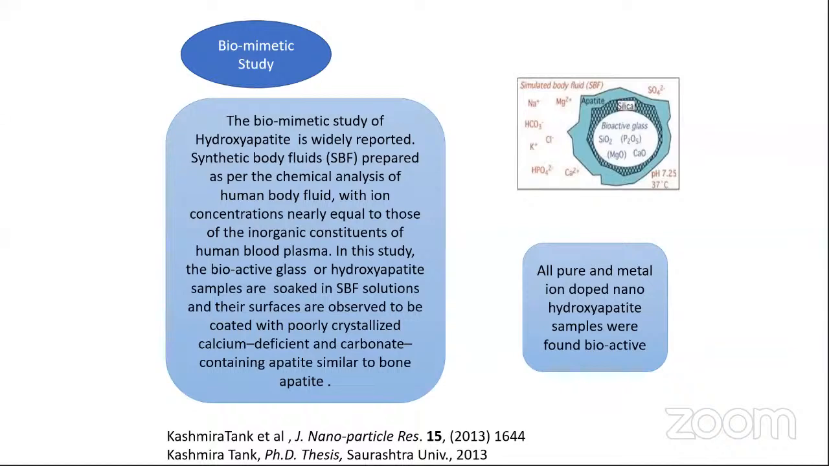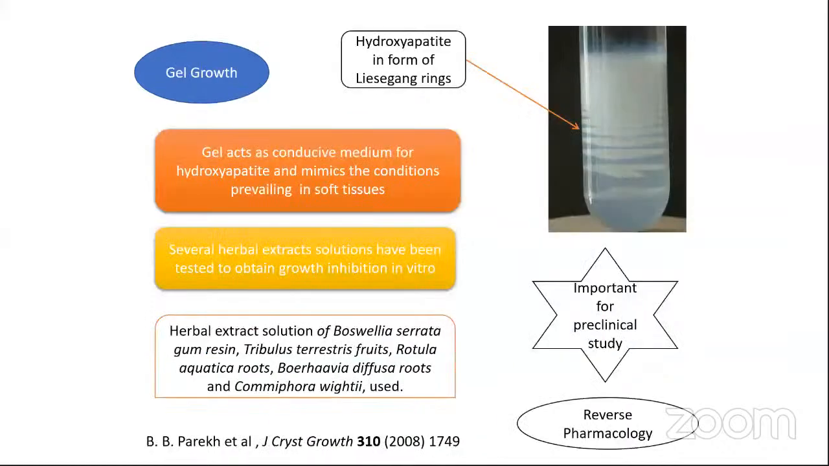So this study is done in a synthetic body fluid where people dip the pellet and try to see how the deposition is taking place. Deposition is visible in the form of white surface patches. Slowly the patches increase, which shows that more and more deposition is taking place. So all pure and metal ion doped nanohydroxyapatite samples were studied by this particular method. Now, another aspect is growing crystals of hydroxyapatite.